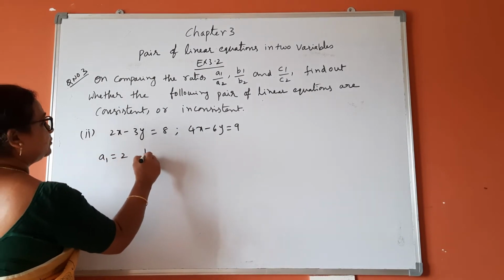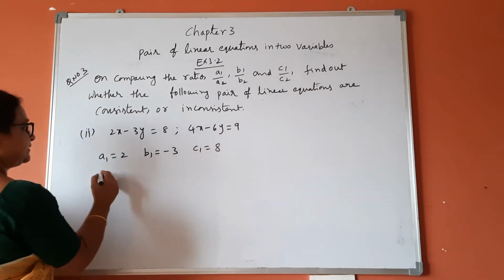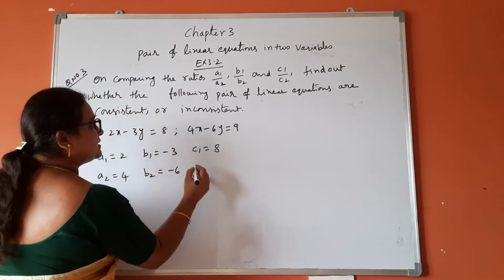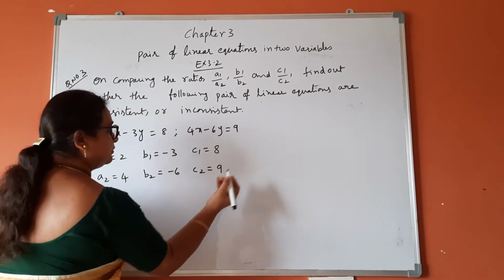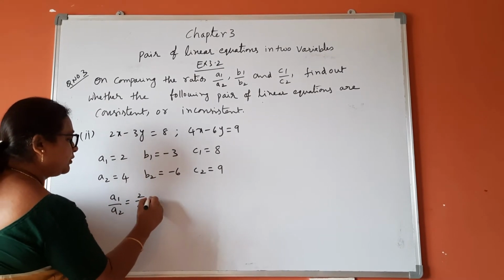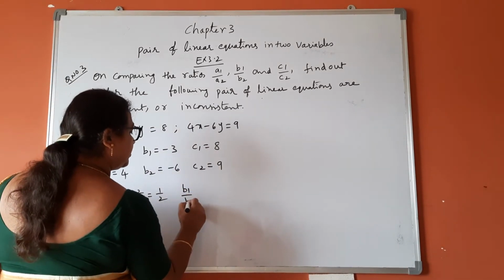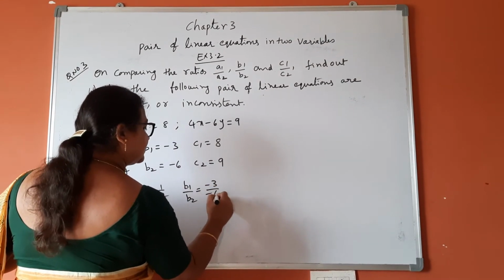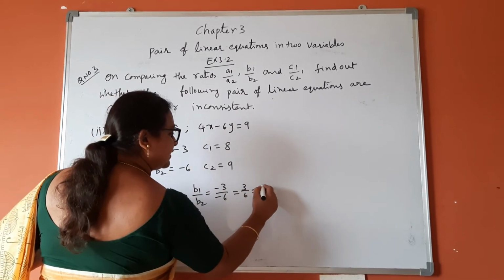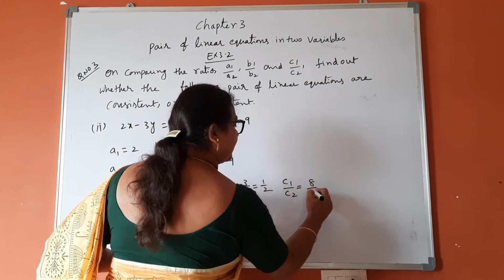A1 is equal to 2, B1 is equal to minus 3, C1 is equal to 8. A2 is equal to 4, B2 is equal to minus 6, C2 is equal to 9. A1 by A2 is equal to 2 by 4, that is 1 by 2. B1 by B2 is equal to minus 3 by minus 6, minus by minus plus, 3 by 6, that is 1 by 2. C1 by C2 is equal to 8 by 9.